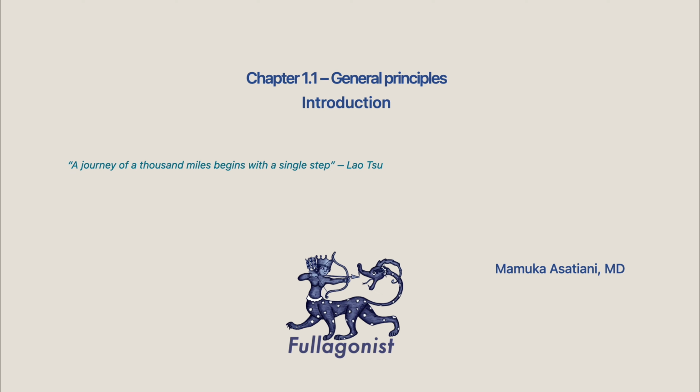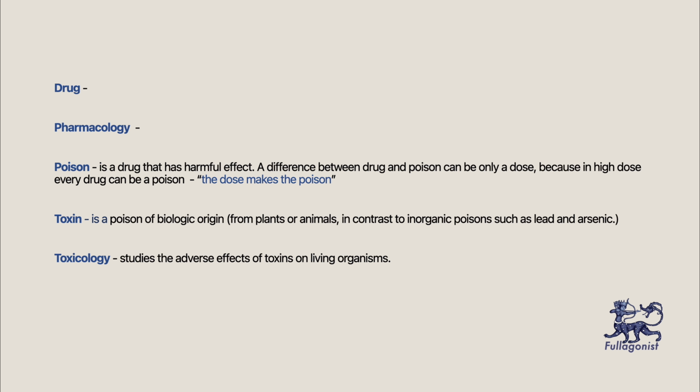Let's start with general terms. A drug is any substance that can induce changes in biologic function through its chemical actions. Pharmacology is a study of substances that interact with living systems through chemical processes. A poison is a drug that has harmful effects. A difference between drug and poison can be only a dose, because in high dose every drug can be a poison. As Paracelsus famously stated in the 16th century, the dose makes the poison.